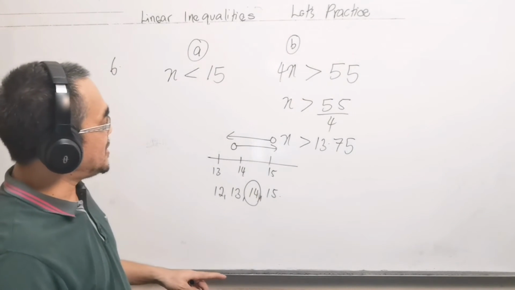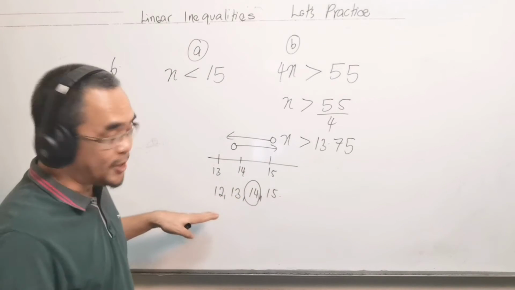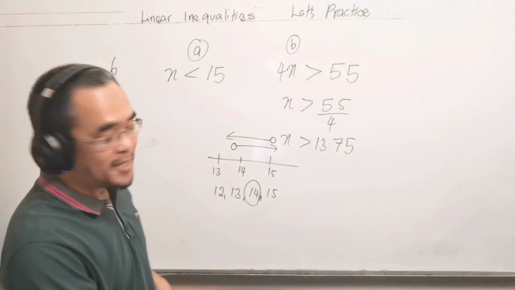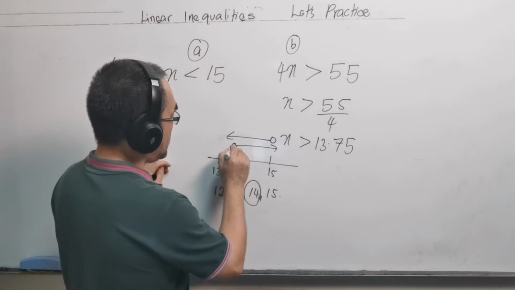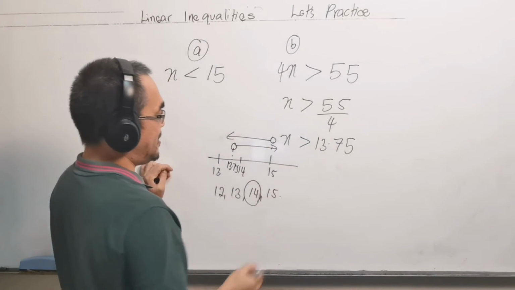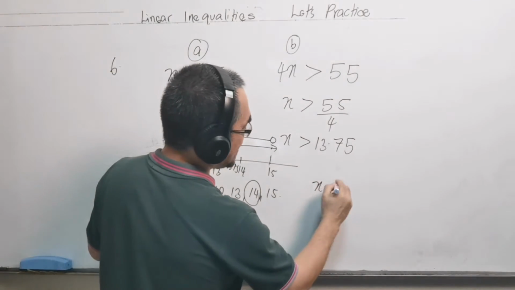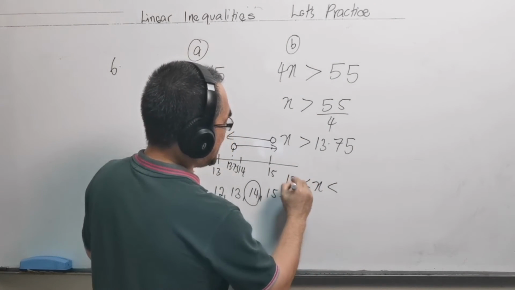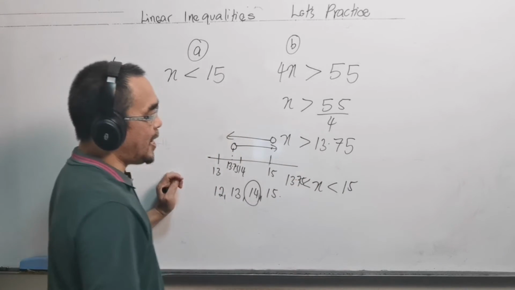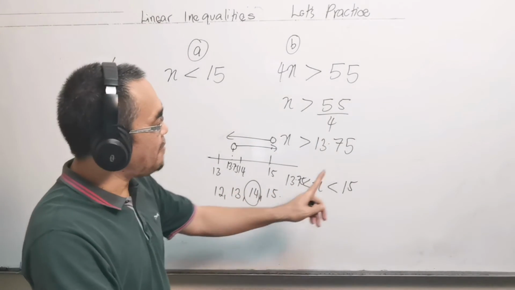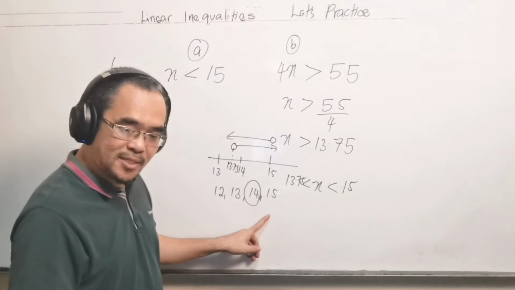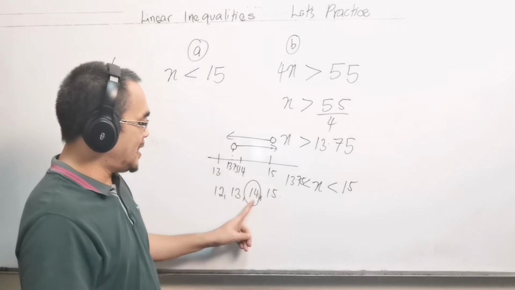Because actually if we are not given the options, we could say anything more than 13.75 but less than 15. So x is between 13.75 and 15, not including 13.75 and 15. But since there are options, the only option that is possible is 14 gram.